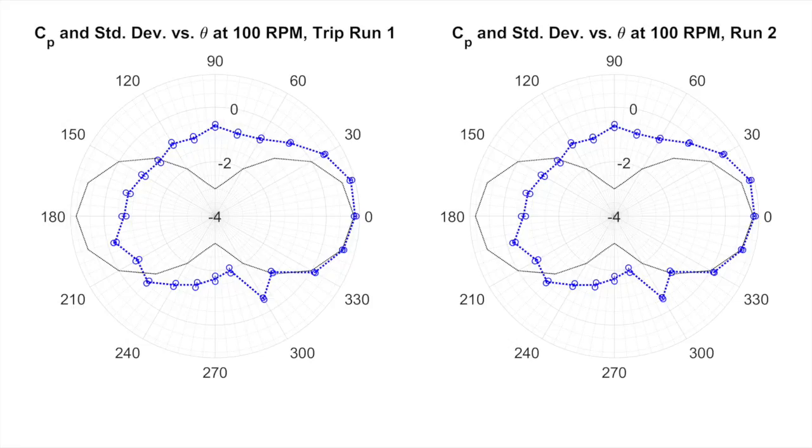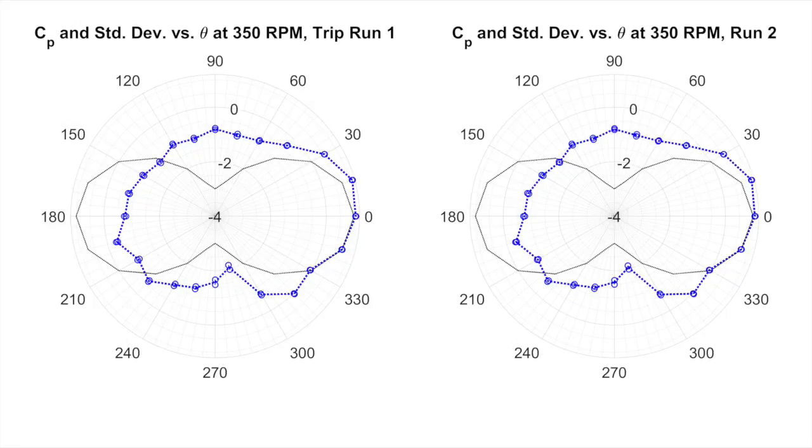Here we see our coefficient of pressure graph for the tripped condition at 100 RPM, producing a mean velocity that was around 3.2 meters per second and a Reynolds number of 2.14 times 10 to the 4. You can also see here our graph at 350 RPM with an average velocity of 12.3 meters per second and a Reynolds number of 8.16 times 10 to the 4. And our run at 600 RPM at a Reynolds number of 1.42 times 10 to the 5 and a mean velocity of 21.4 meters per second.